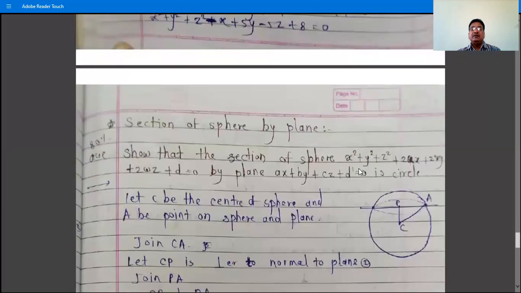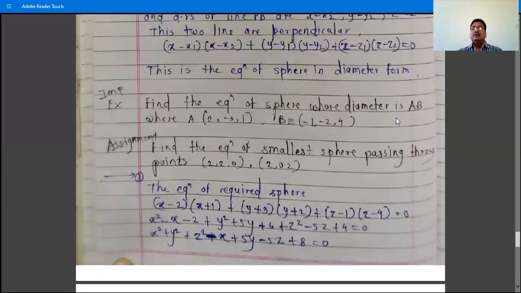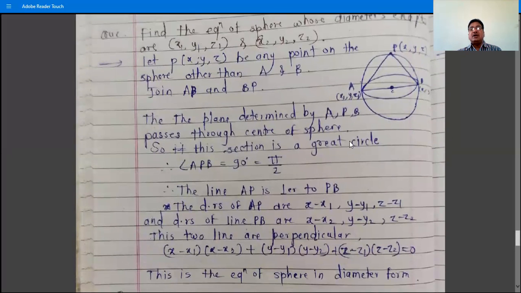The next topic is to show that the section of a sphere by a plane is a circle. If you cut the sphere by a plane, then the intersection part is a circle. If you cut a sphere, like a volleyball, using a plane, it divides into parts. But what is the intersection part? The intersection part is the circle. So the section of the sphere by a plane is a circle, and the section of this sphere by the plane APB is a great circle.